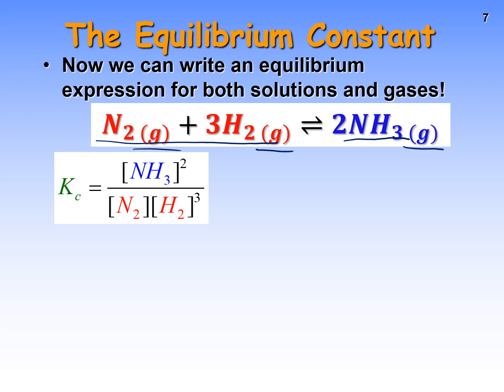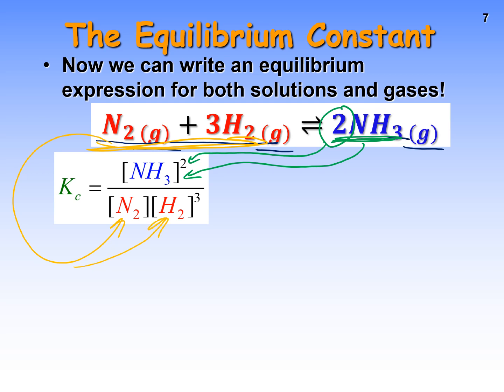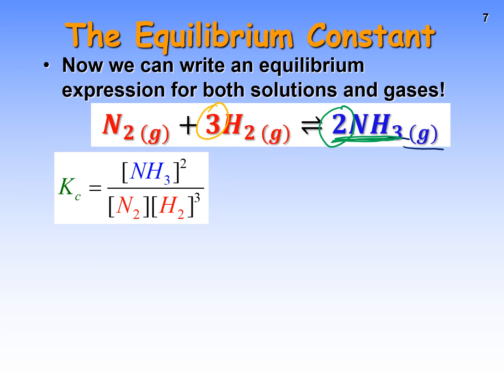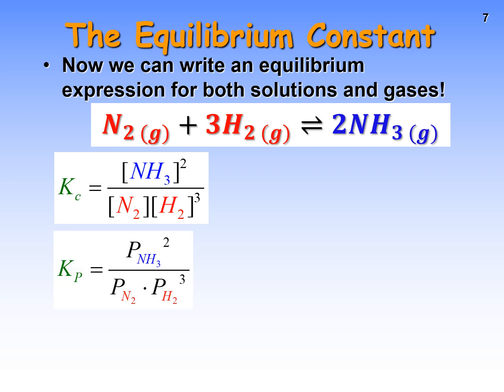So I'm going to take my product here, put it in the numerator. Because there's a 2 here, I need to put the 2 exponent there. I can take these reactants and put them in the denominator. And again, because there's a 3 here, we need to put that cubed above the H2. Now, all of these can be also used instead of concentration in terms of pressure. So we could have also written this like this.